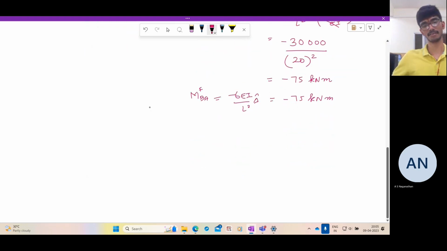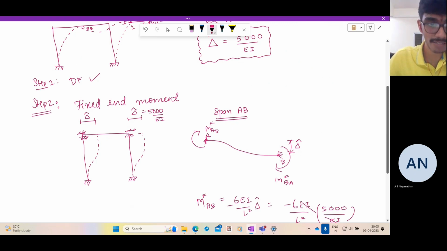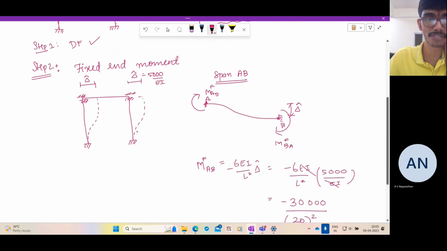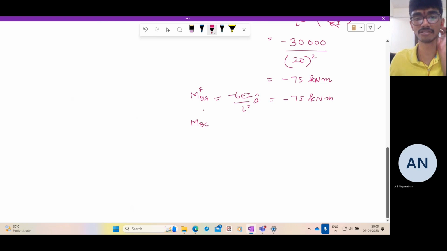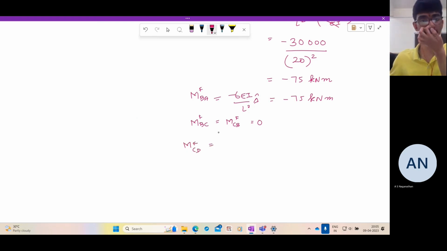Similarly, what is MBC? You see that theta B is 0, theta C is 0, and there is no chord rotation. So MBCF is 0, MCBF is 0, and MCDF is the same as MBAF, which is minus 75 kilonewton meter. And MDCF is also the same.